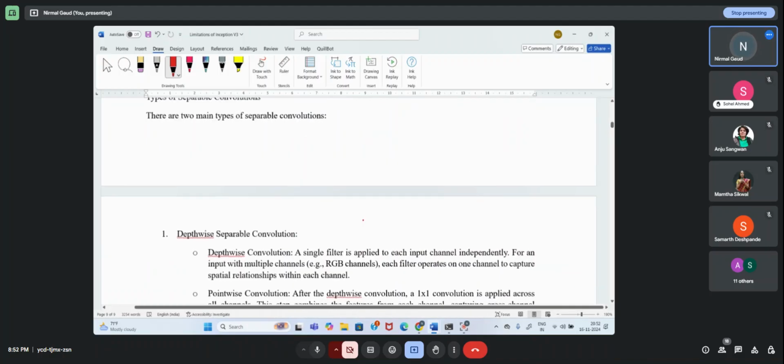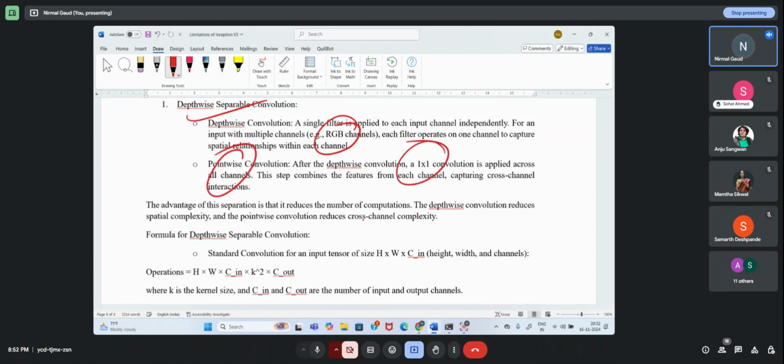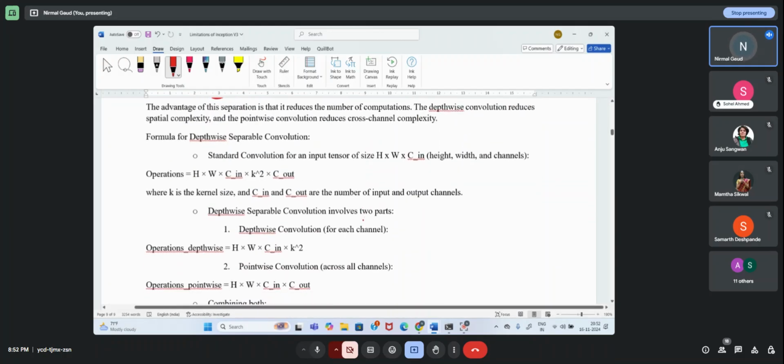There are two parts of separable convolution. One is the depthwise, that I already told: dividing the channels and applying the kernel to each channel. And pointwise, that means you take a one cross one convolution across all channels. So what is the advantage of doing this? How has the complexity been reduced?